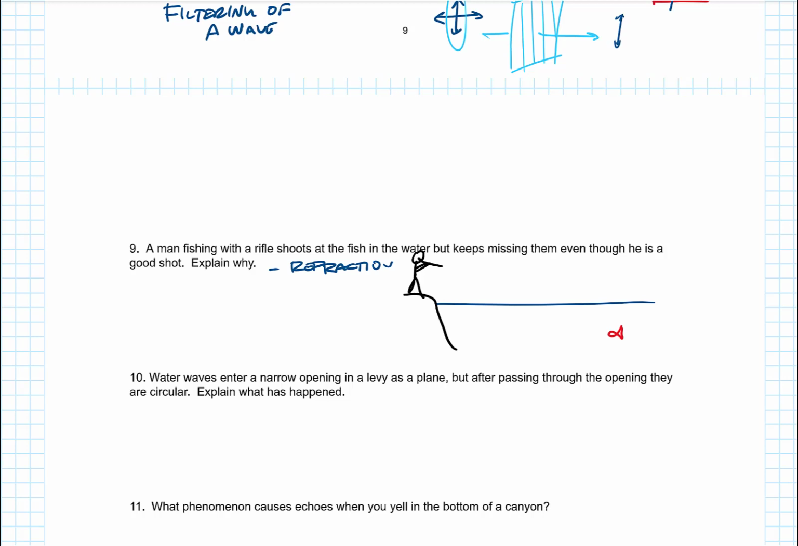But light from the fish going to the man bends at the surface of the pond. So here's the light coming from the fish. As it goes into the air, it bends a little bit. And so we have, here, I'll draw it better. So we have this bend from the fish. Now, if the man shoots it where he thinks the fish is, his arrow or his bullet is going to completely miss the fish because of the refraction at the surface.